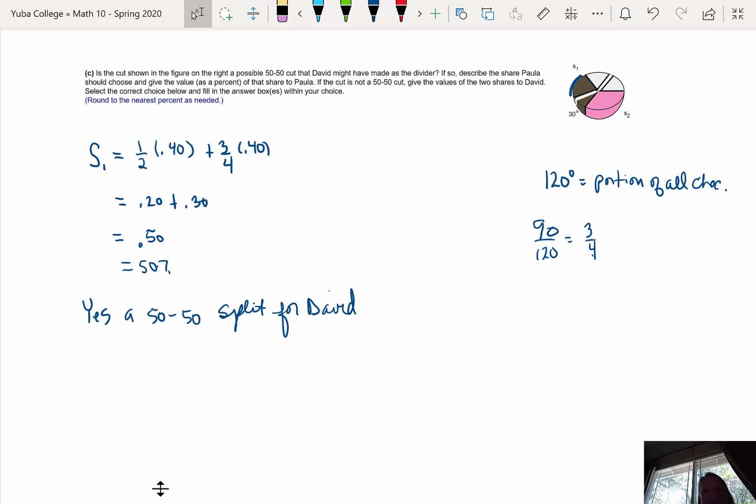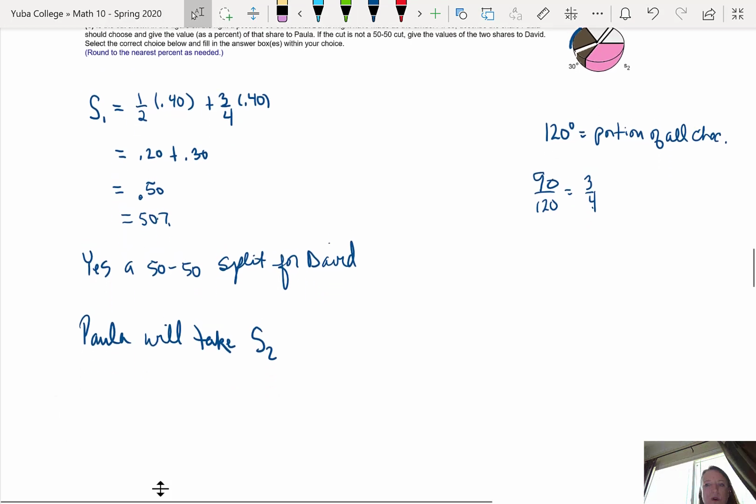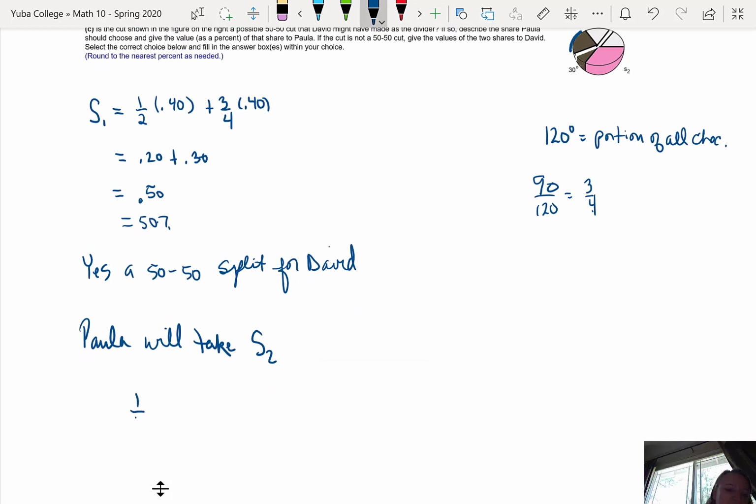50-50 split. So how much is this worth? She's going to get the piece probably with the least amount of chocolate. So we're going to say that Paula is going to take S of 2. And then let's look at S of 2. So 1/4 of chocolate for Paula, well, that doesn't weigh anything for her. So that's plus times 0. Plus all of the strawberry. The strawberry was worth 50% for her, so 0.50.